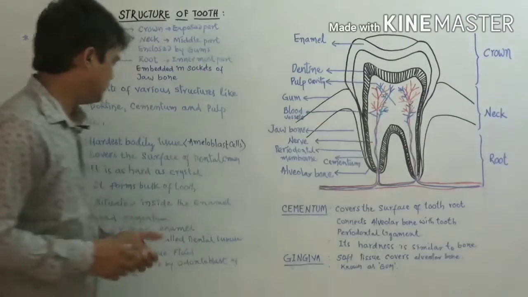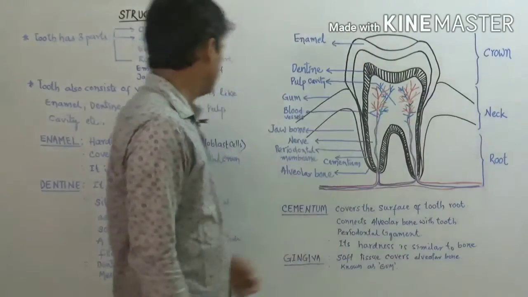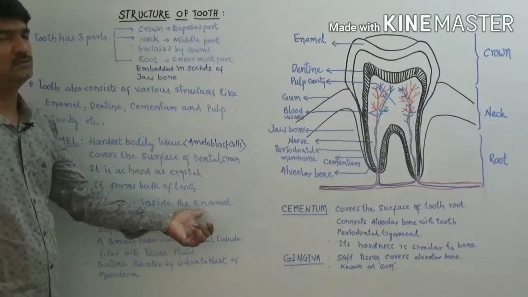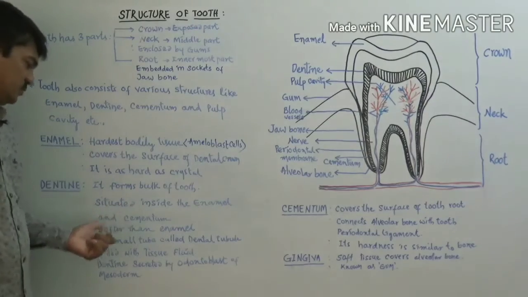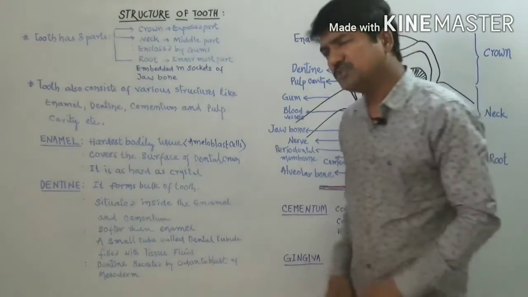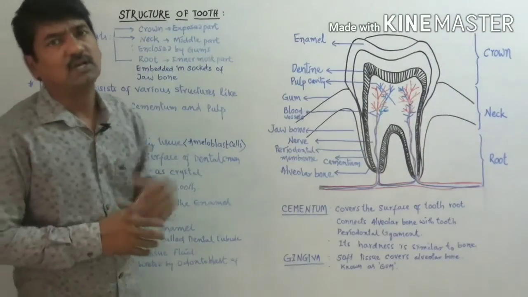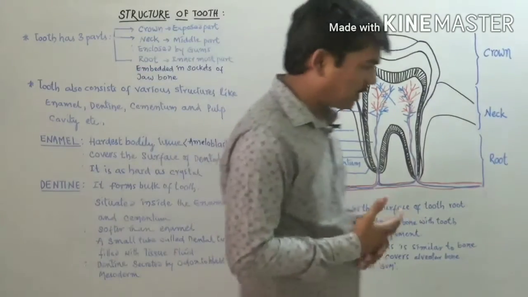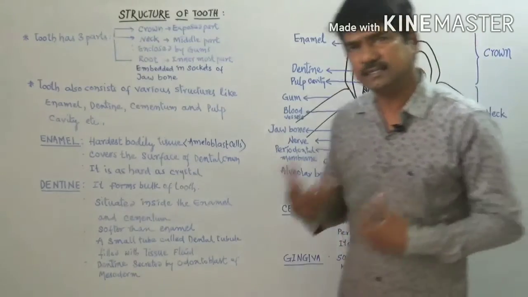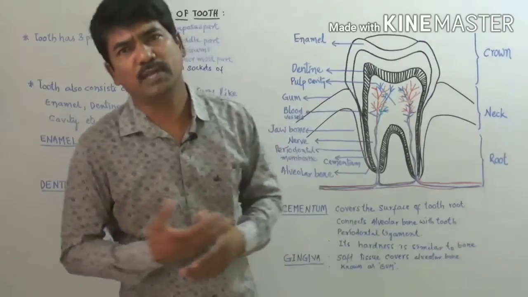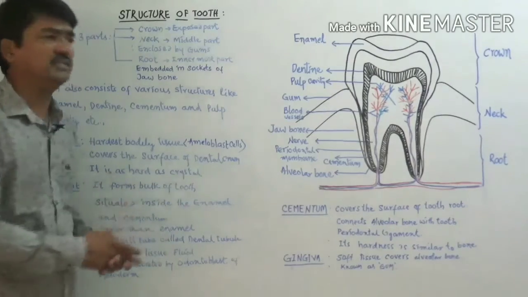The second part is dentine. Dentine forms the total bulk of the tooth and is situated inside the cementum as well as the enamel. So just behind the enamel and inside the cementum we can identify the dentine. Dentine is softer than the enamel, and small tubule-like structures present inside the dentine are called dentine tubules. They are filled with tissue fluid. How is the dentine secreted? The dentine is secreted by the odontoblast cells, which are mesodermal in origin.